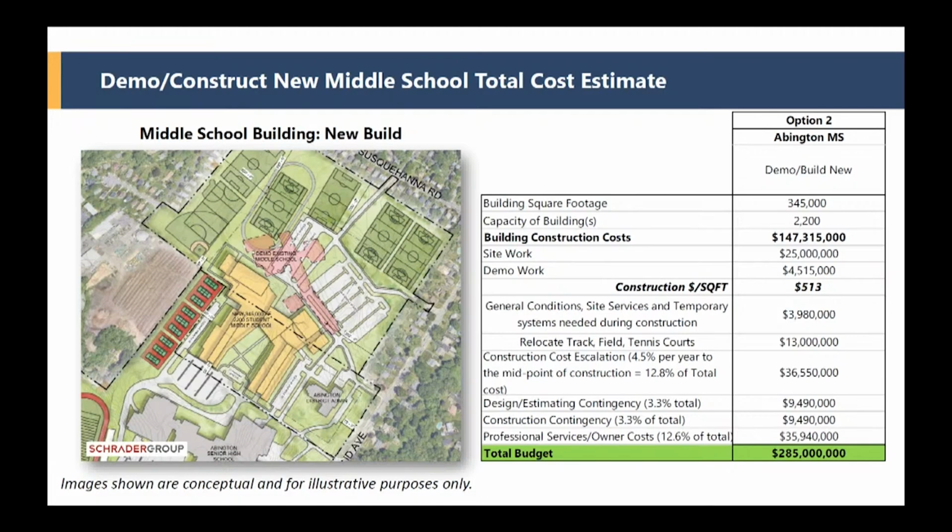Now, we hope that inflation is not going to run at 4.5% per year, but that's not a strategy. You have to plan for what you see. So that's what it's planned for right now. You then also have design and construction contingencies, and then there are all the professional services, owner costs, permits, commissioning, everything you need to make a building work. So when you put all that together, it's $285 million for this 345,000 square foot building in this location.